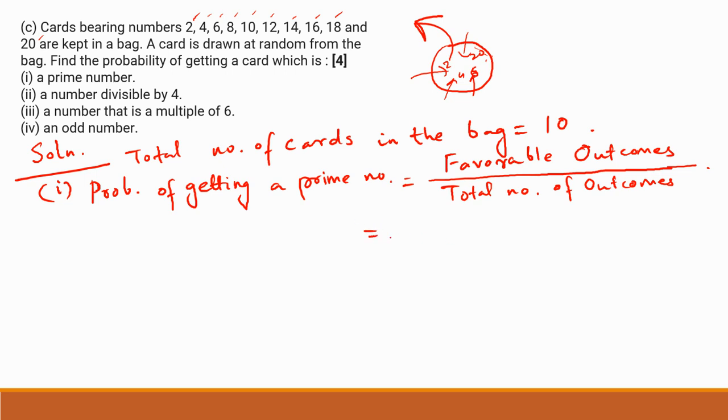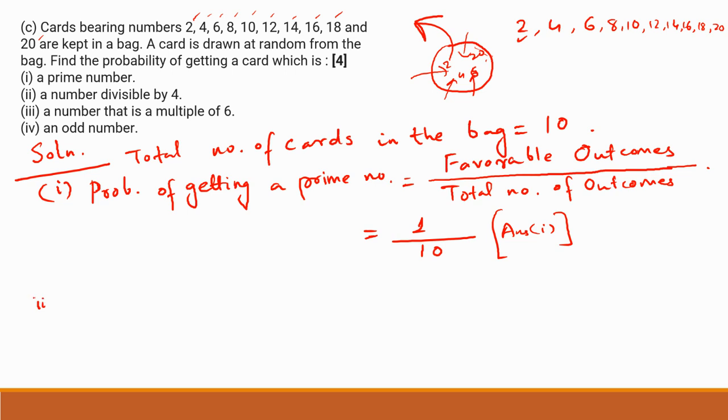What are the favorable outcomes when it comes to prime numbers? Out of 2, 4, 6, 8, 10, 12, 14, 16, 18, 20, how many are prime numbers here? 2 is a prime number. 4 is not a prime number, it has a factor 2. 6 is not a prime number, it has a factor 2. 8 is not a prime number. 10 has a factor 2. 12, 14, 16, they all are divisible by 2, all are even numbers. So favorable outcome is only 1, and total number of outcomes is 10. So this is your answer, 1 by 10.